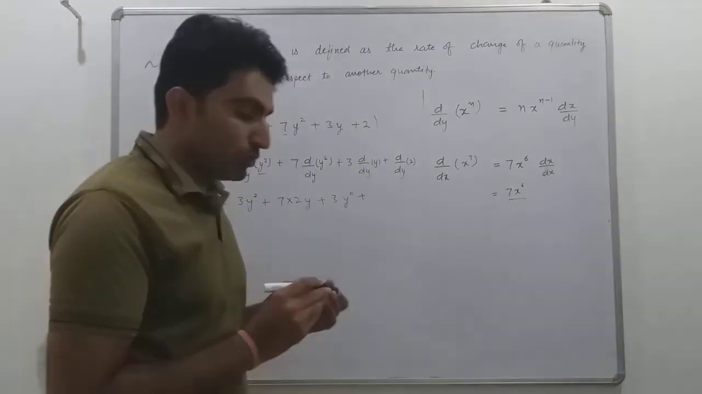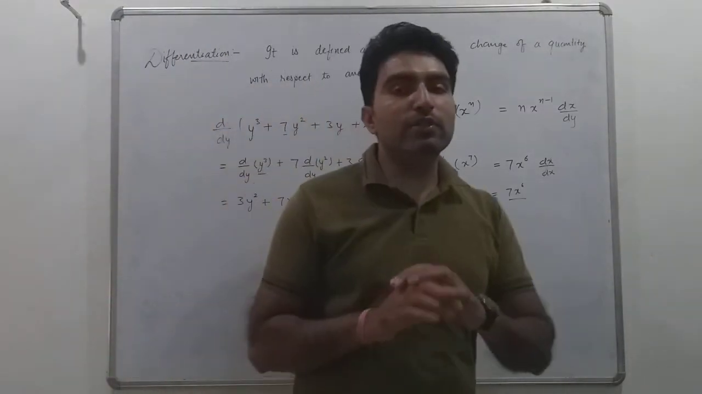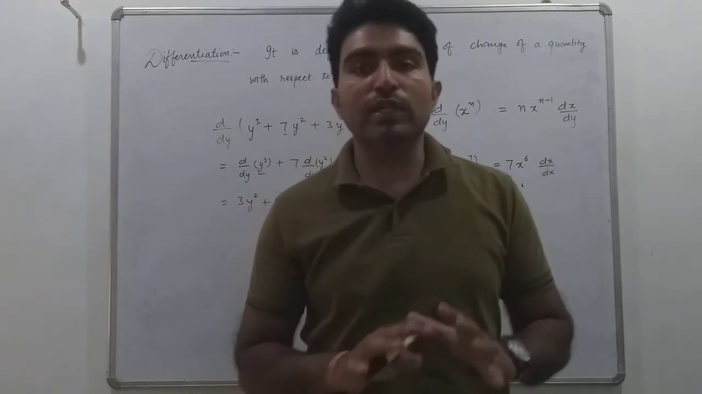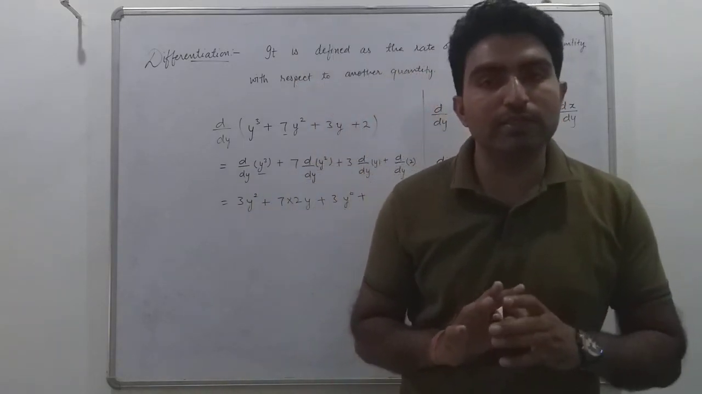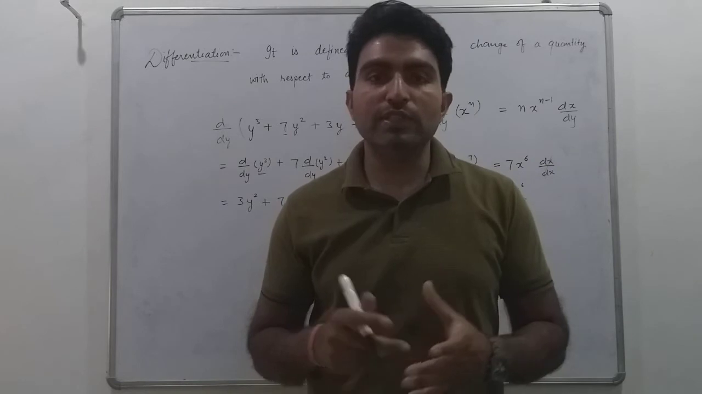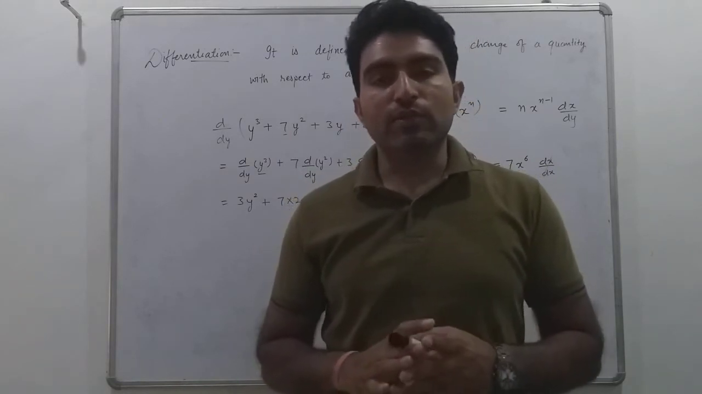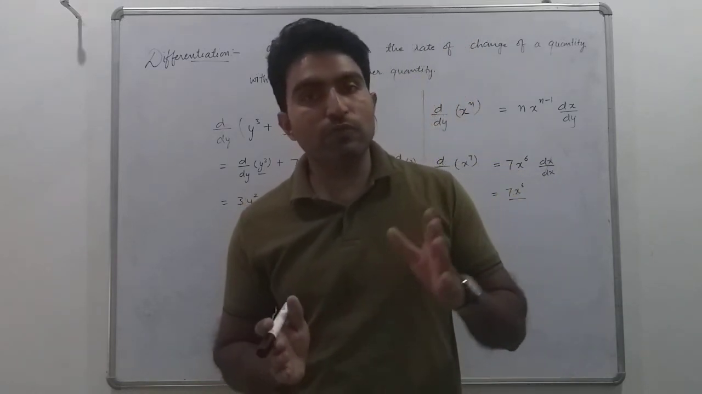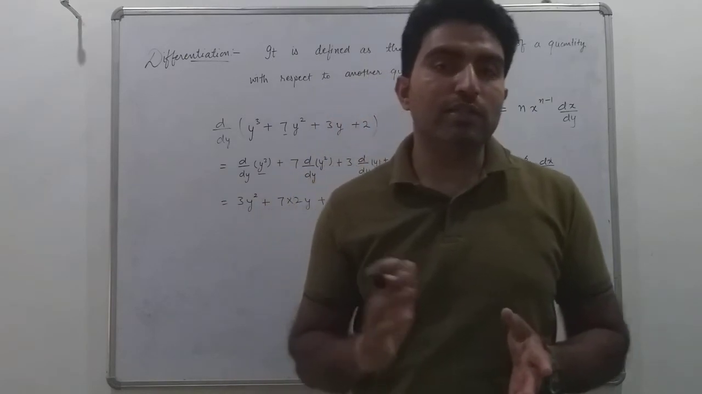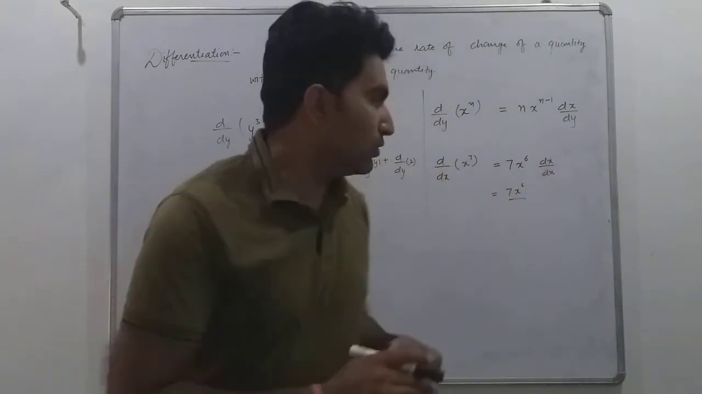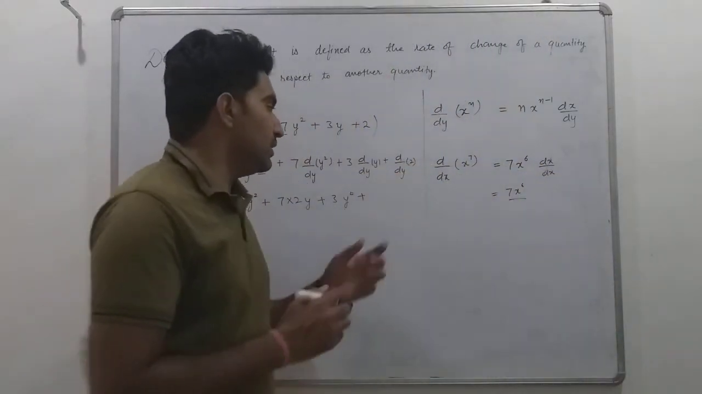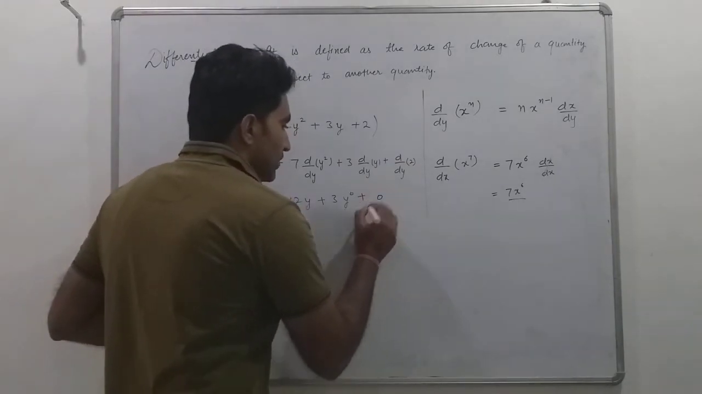Here 2 is a constant. And we know very well that constant quantities do not vary, or we can simply say they do not change with respect to any quantity. So the differentiation of any constant quantity will always be equal to 0. So the differentiation of 2 will be 0.